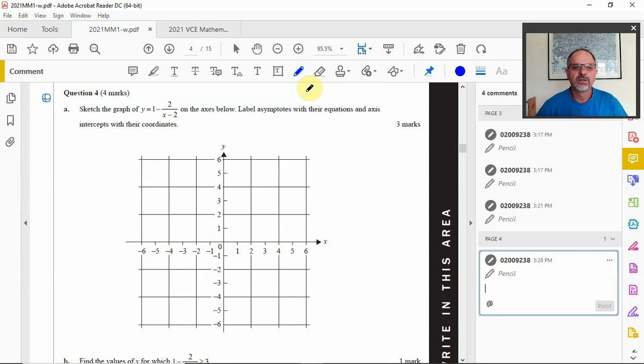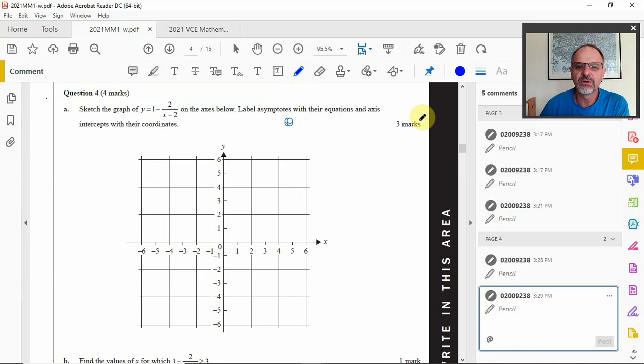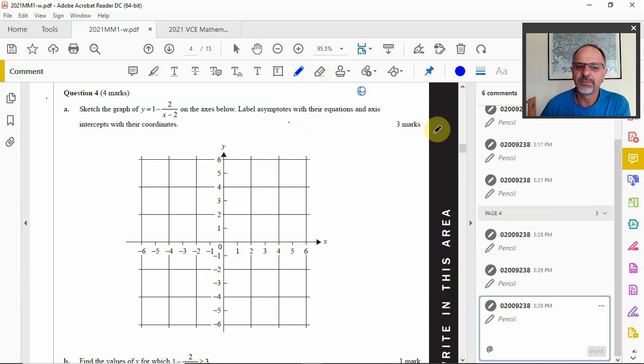All right, now on to question 4, and we're asked to sketch a graph of y equals 1 minus 2 over x take 2 on the axis below. Label the asymptotes with their equations and axis intercepts with their coordinates. All right, so there's a few things here that I need to point out, which I will when I get to it. So 3 marks, so there's a significant bit of stuff that's going on here.